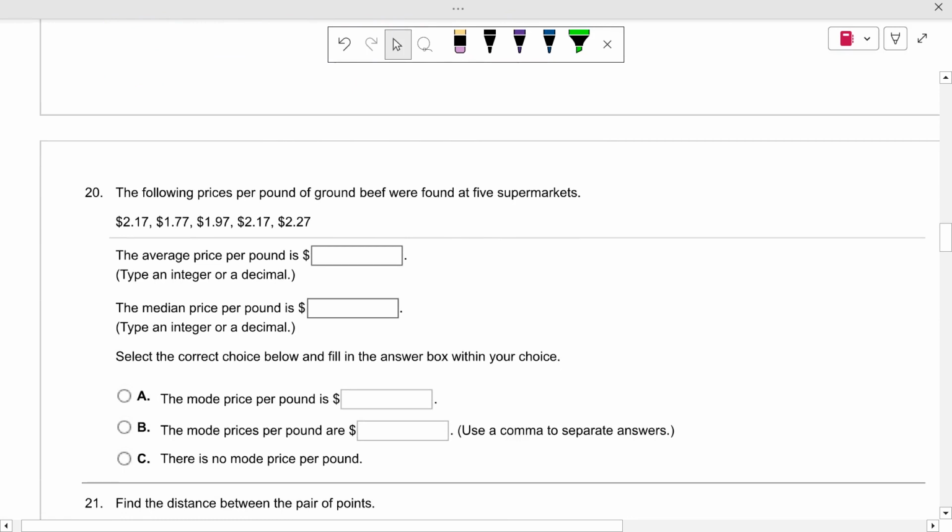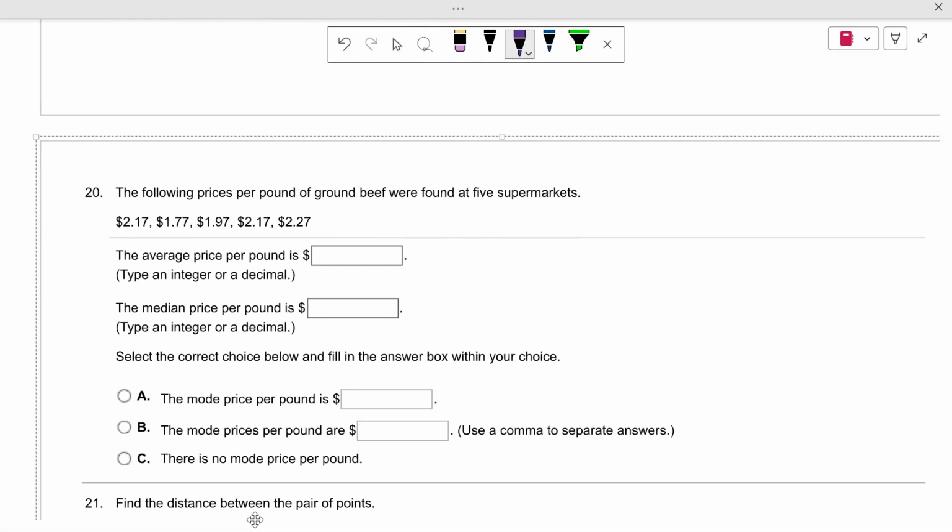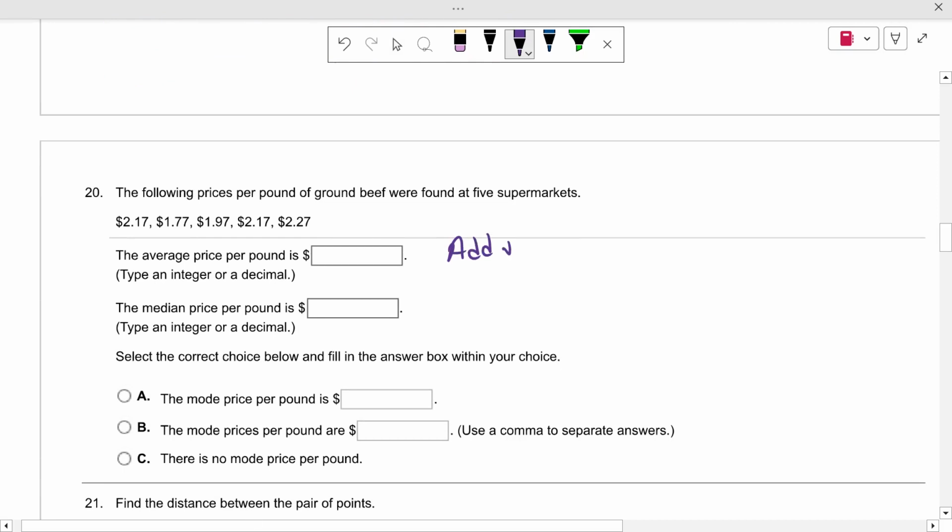All right. To find the average of these, you add them up and divide by 5. But you have to push equals first. Okay, so you have to add them up, press equals, and then divide by 5 and press equals again. Okay, what do we get for an answer? Divide by 5.